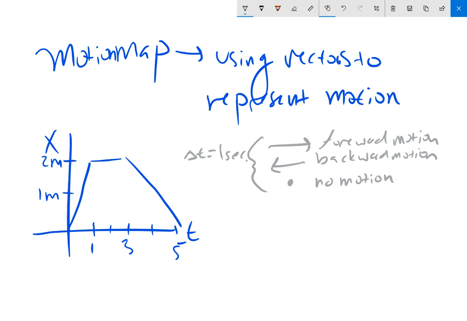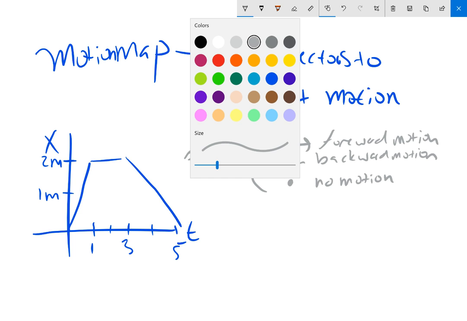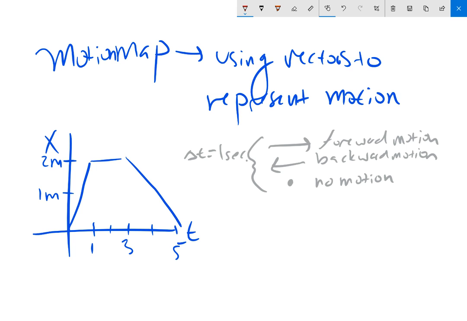First thing I see is that I've traveled 2 meters in 1 second. 2 meters in 1 second, so I'm going to draw one arrow going forward, make it kind of long, and then for 2 seconds I stopped moving, and I'm going to draw my dots below. Okay, and now I've moved backwards for 2 seconds, but I'm going a lot slower than I did before. I'm only going 1 meter every second, so I'm going to draw my arrows going backwards but smaller. Okay, that would be our motion map for this graph.